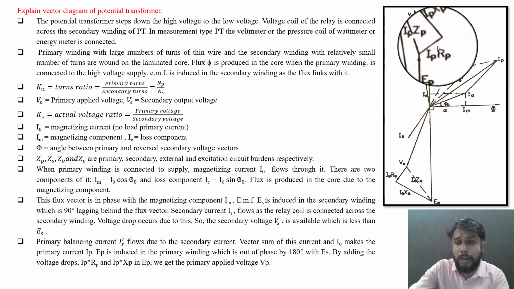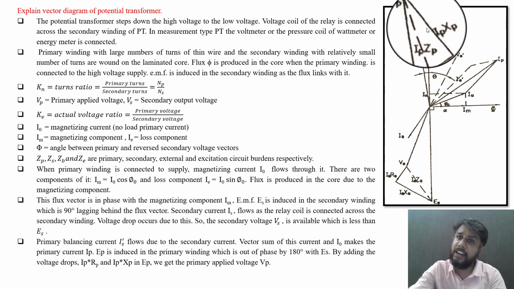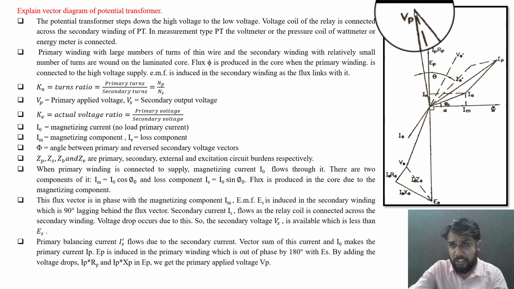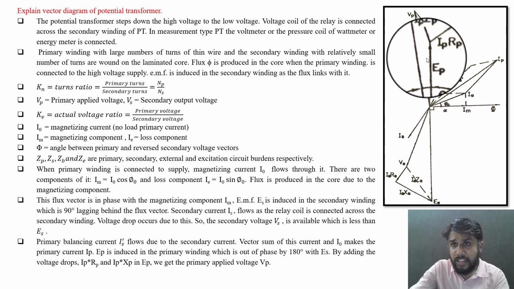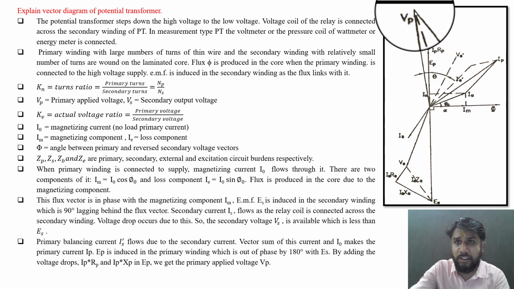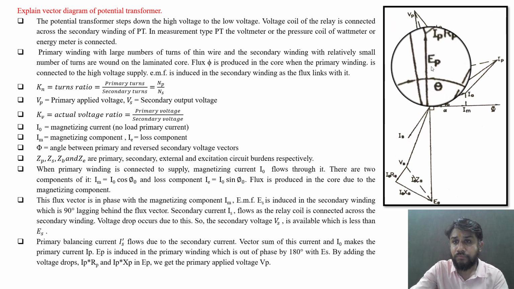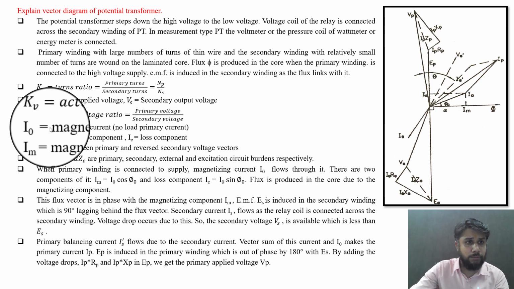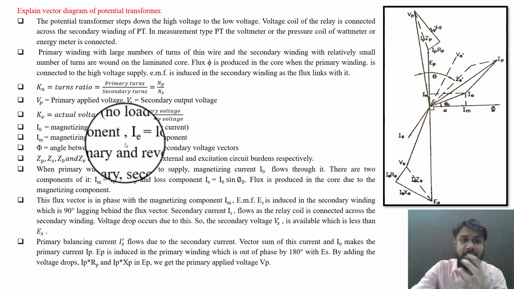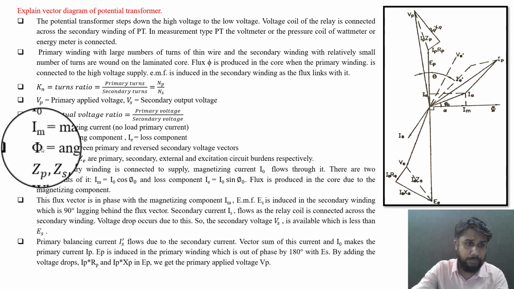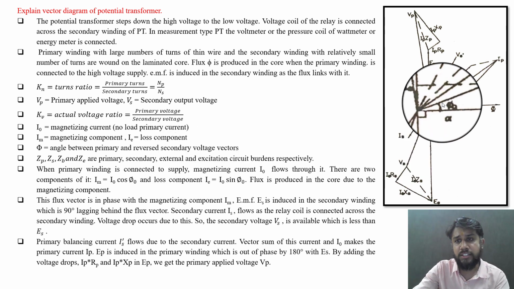Now there is the IP into RP voltage drop, and the IP into XP voltage drop across the inductive component of the primary winding, which sum up to IP ZP like this. Now add this EP plus the IP ZP voltage drop, which equals the primary voltage VP. So this is the voltage vector VP. This is the EP. I0 is the magnetizing current, the no load primary current, IM is the magnetizing component, and IE is the loss component. Phi is the angle between these two, the primary and the reversed secondary voltage vectors.